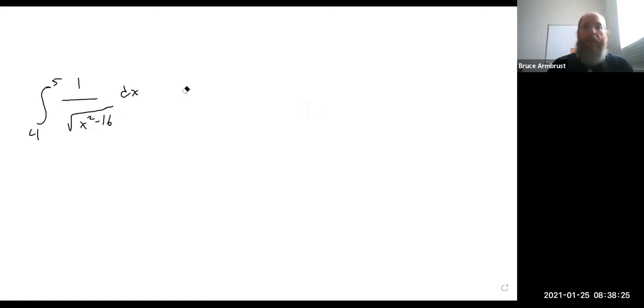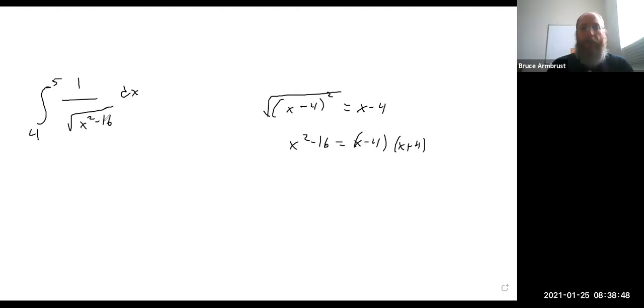If that was a perfect square trinomial, what I mean by that is if it said, let's just say, x minus 4 squared in the square root, then yes, we can get rid of that. But unfortunately, x squared minus 16 isn't a perfect square, right? Because x squared minus 16 is x minus 4 times x plus 4. So there isn't anything we can do algebraically to simplify or reduce that. So we're just kind of stuck with the form as it is.